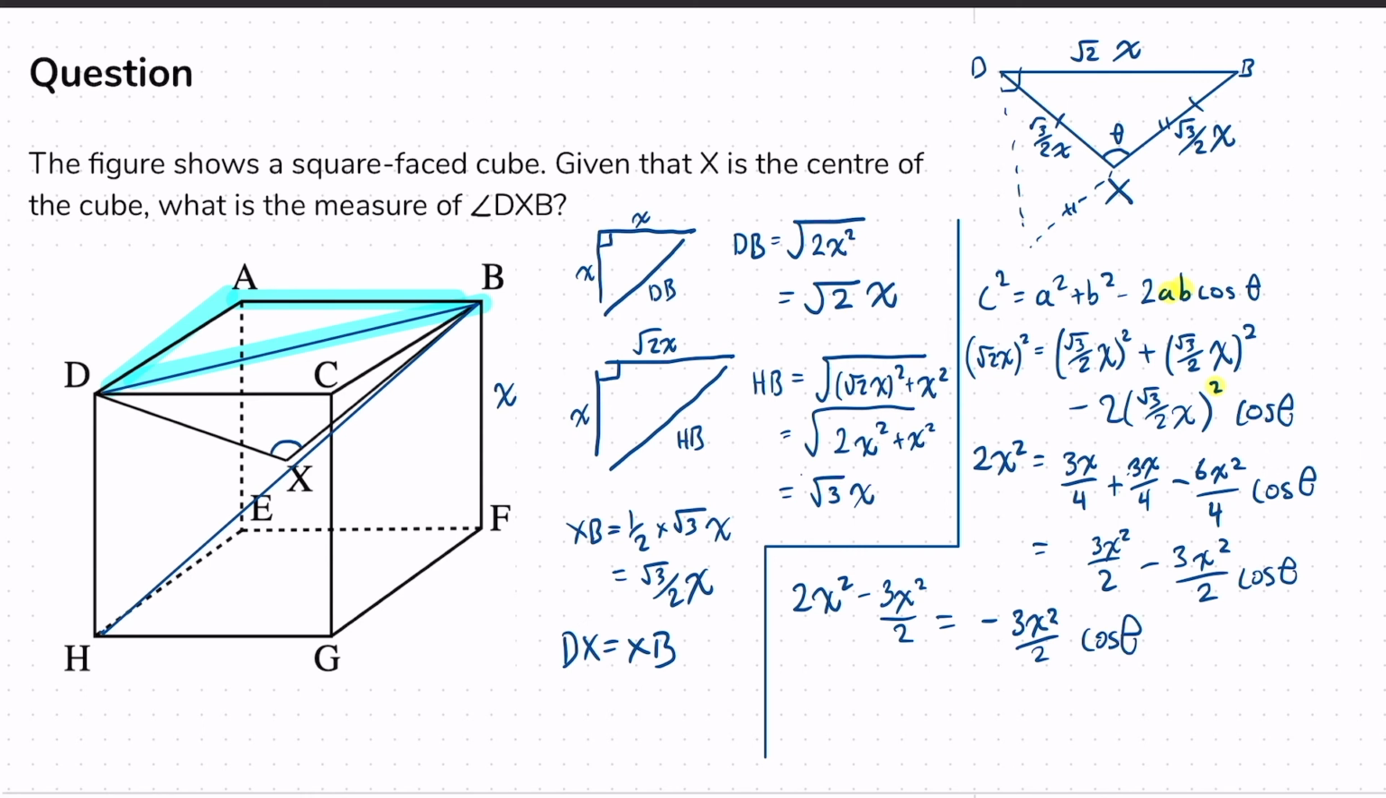I can simplify on the left-hand side. Right, we can think of 2x squared over 1 and make it have the same denominator, which gives me 2 on the bottom, times the top by 2. 4x squared minus 3x squared is 1 lot of x squared. So that leaves me with x squared over 2 equal to negative 3x squared over 2 cos theta. With a bit of rearranging now, right, times both sides by 2, etc., etc., this leads me to theta equal to inverse cos, we're running out of space now, aren't we, of negative 1/3.